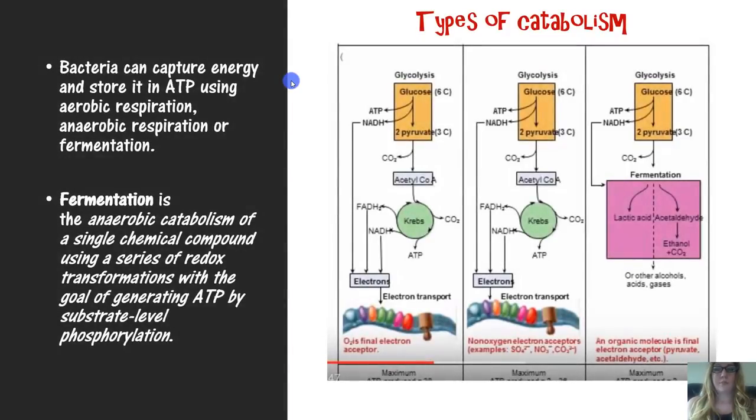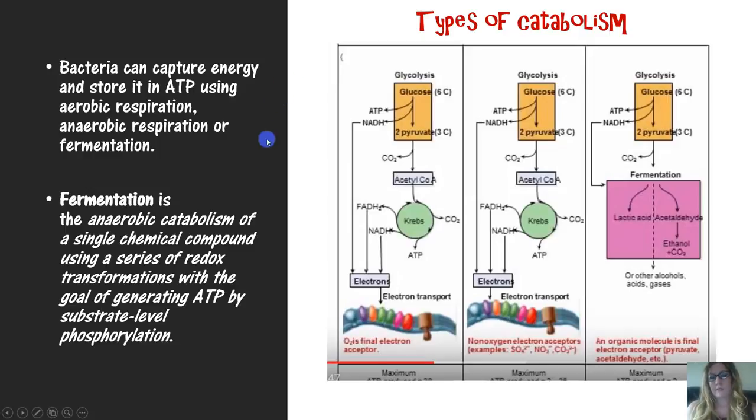All right. So, what about other types of catabolism? Let's continue to talk about some of these alternate forms. We talked at the beginning about cellular respiration. Let's talk about some of the variances that we see. Bacteria can capture energy and store it in ATP using aerobic respiration, like we went over at the beginning, or anaerobic respiration, which I'll teach to you in a moment, or fermentation.